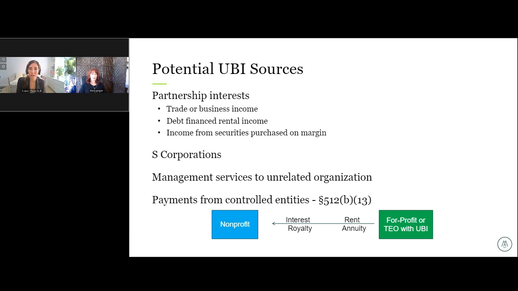And then something that we briefly touched on, payments from controlled entities. We talked through that briefly on the rental income and the interest income, kind of that passive slide. If you're getting rental income, interest, royalties from a controlled entity, again, that's potentially taxable income to you as an organization.